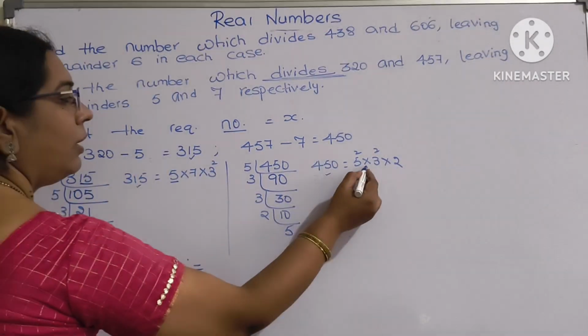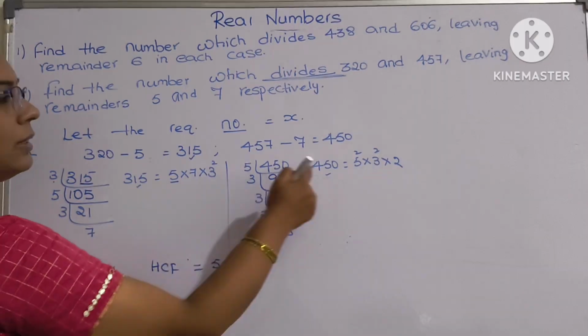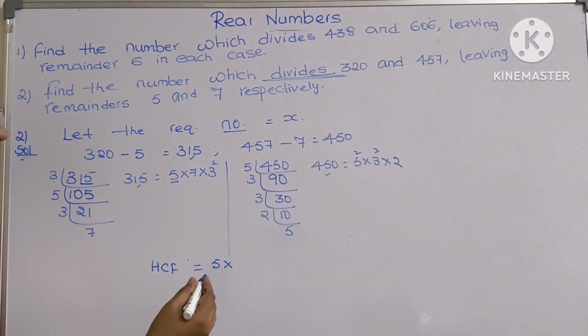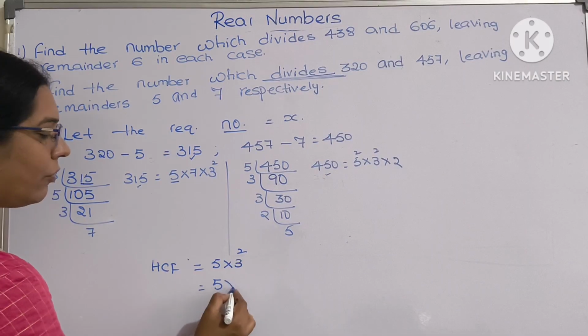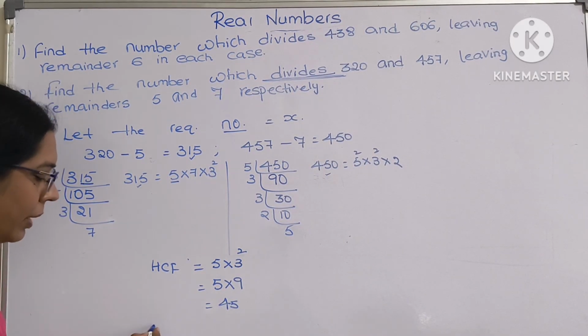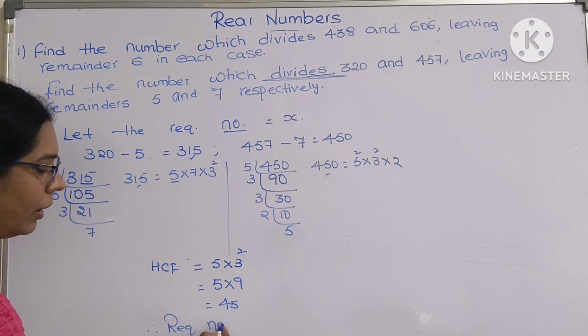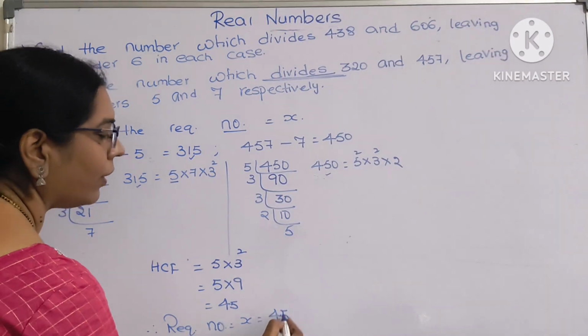Which is the common factor? 5. The least power is 5 only. And then 3 is a common factor. Both have 3 squares. I will write it as 3 square only. So the HCF is 45. So the required number is 45. What is the required number? The required number that we were looking at, x, is my 45.